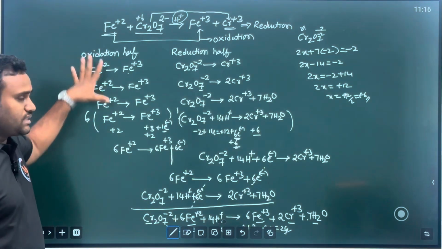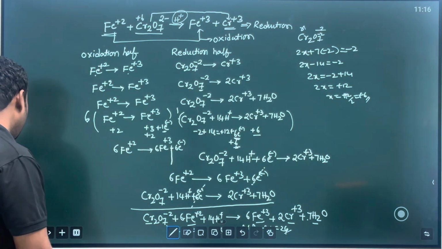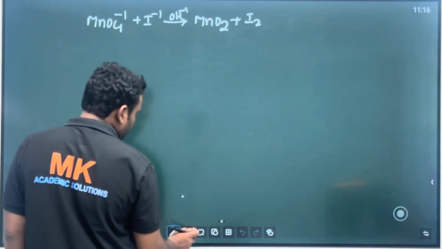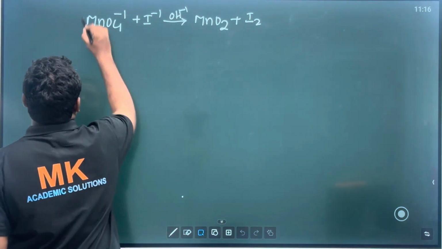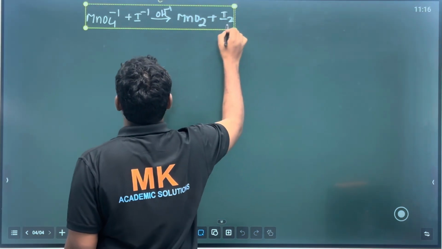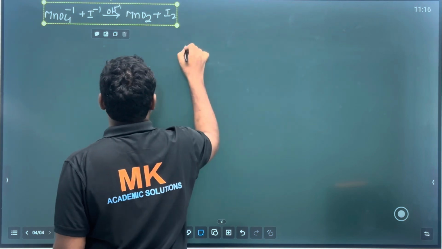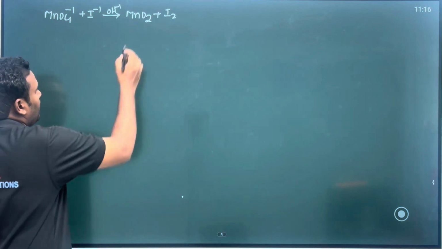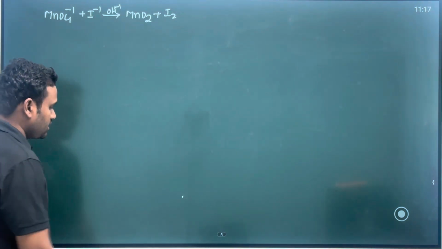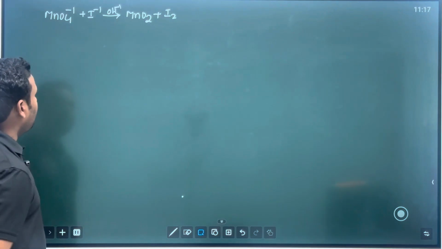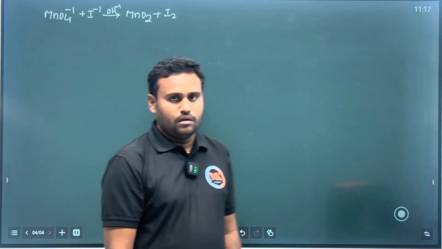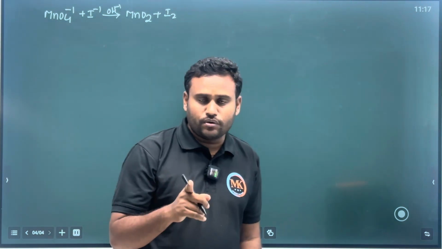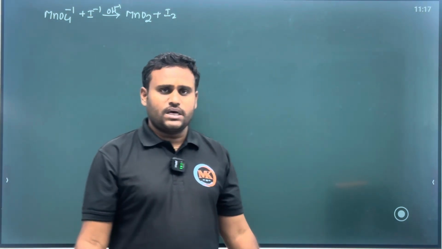That was in the acidic medium. Next let us take the basic medium. Consider this: MnO₄⁻ plus I⁻ gives rise to MnO₂ plus I₂. This is the reaction given in the basic medium. So how do we do this in basic medium? Only one step is different, the balancing of hydrogen; all remaining steps are the same.